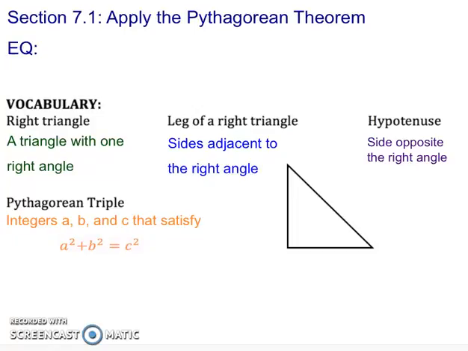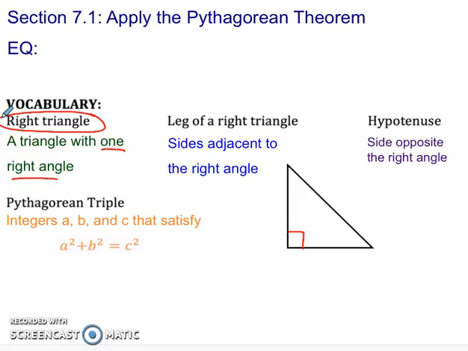In this lesson, we are going to learn what the Pythagorean Theorem is and how to apply it. To begin, we first need to talk about some vocabulary. The first vocab word is a right triangle. A right triangle is a triangle with one right angle. To show that it is a right triangle, we must mark it. So in this particular triangle, I'm going to mark my right angle with the box.